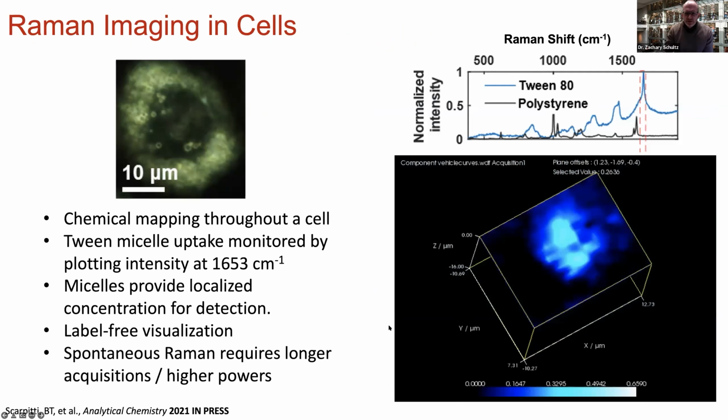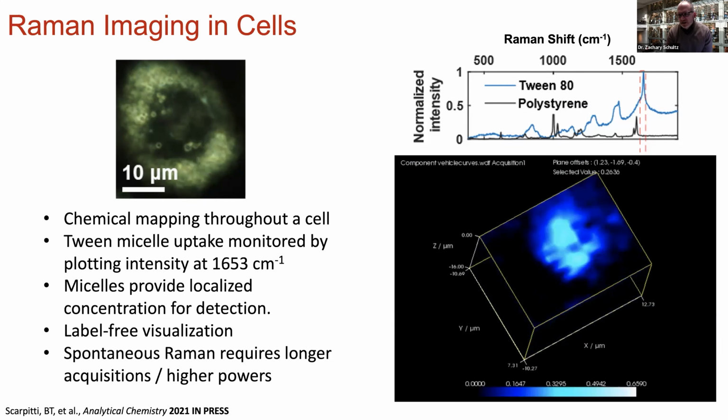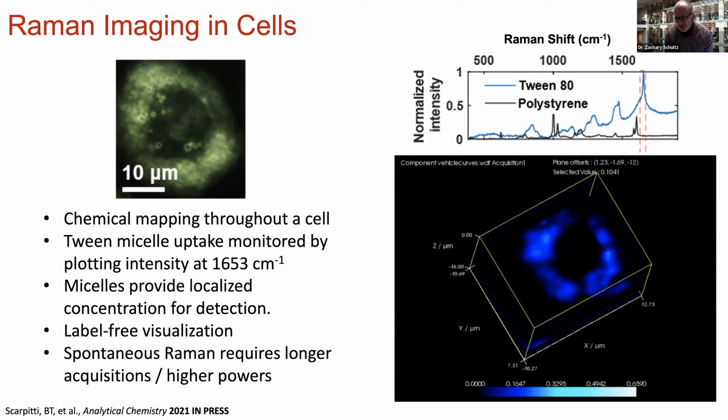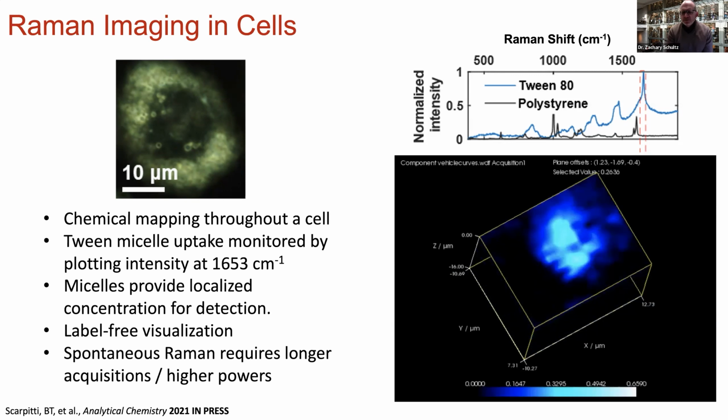What I'll show you here on the right is what happens if we map this Raman band over here at 1660-ish in these prostate cancer cells. If I hit play on this, you can watch, and as we move through it, we can actually see where this tween nanoparticle drug delivery agent localizes throughout the cell. I'll run it again so you can kind of see it. You can kind of see nice localization. And this is just spontaneous Raman.